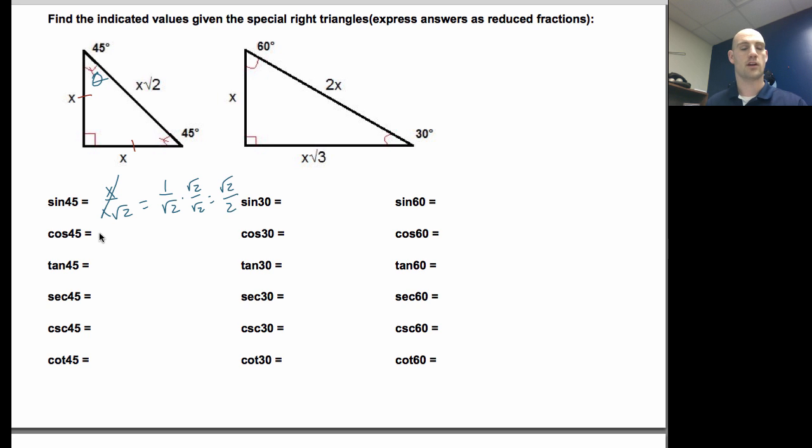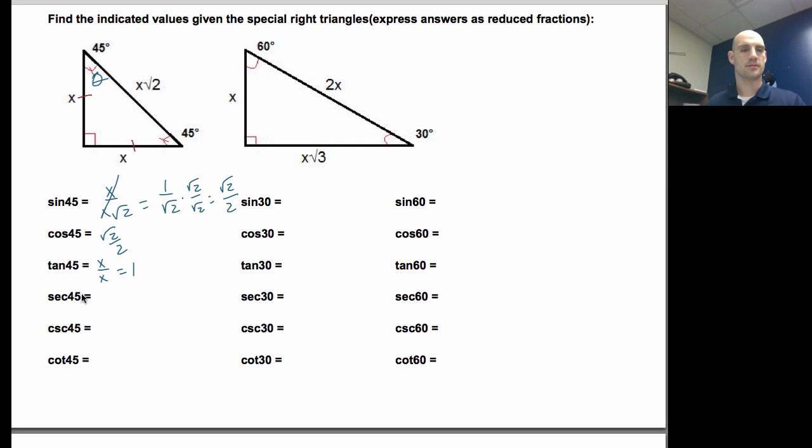Okay? Well, the cosine of 45, look at what happens. Adjacent over hypotenuse, it's the same values. So this one's root 2 over 2 also. The tangent of 45 is going to be the opposite over the adjacent, so x over x, which is equal to 1. Well, look at this. Just take a look. As we talked about before, it's the reciprocal. So really, if I could find 3, I just need to find the other 3 by doing the reciprocals.